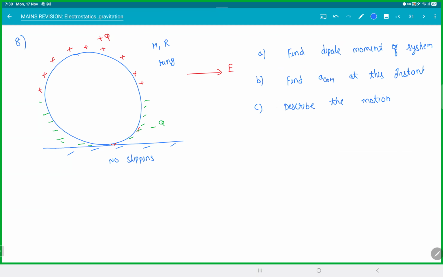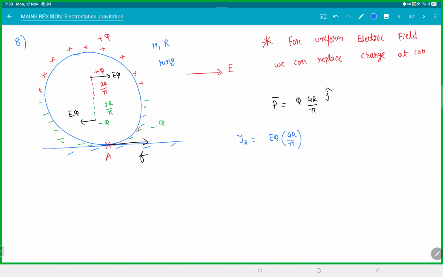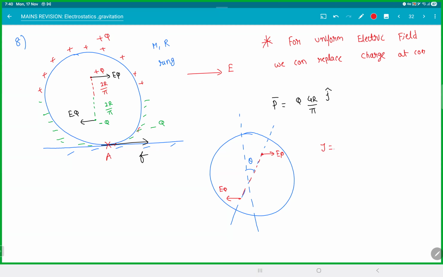So I'm asking you at this instant, right? I can do it after some instant also. So let's say it has rotated by an angle theta. This is EQ and this is EQ. Then your torque will be this. I'm doing it at an angle. EQ into the distance, which will be 4R by pi times cos theta.